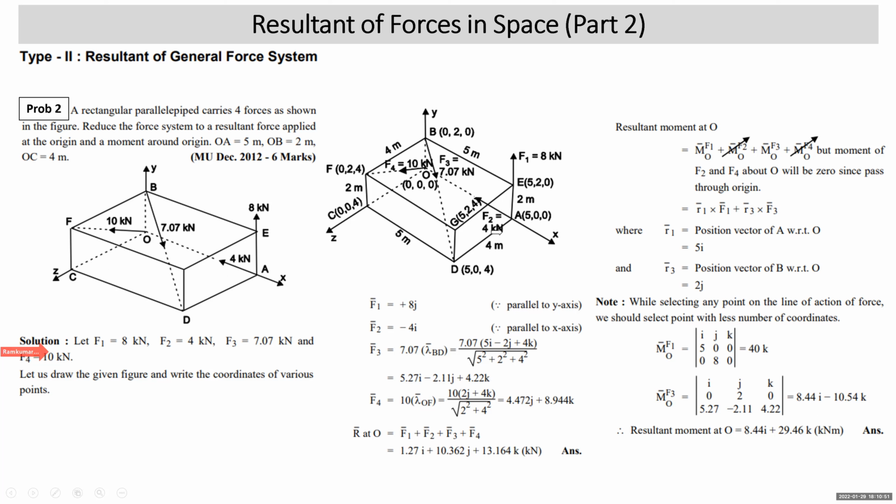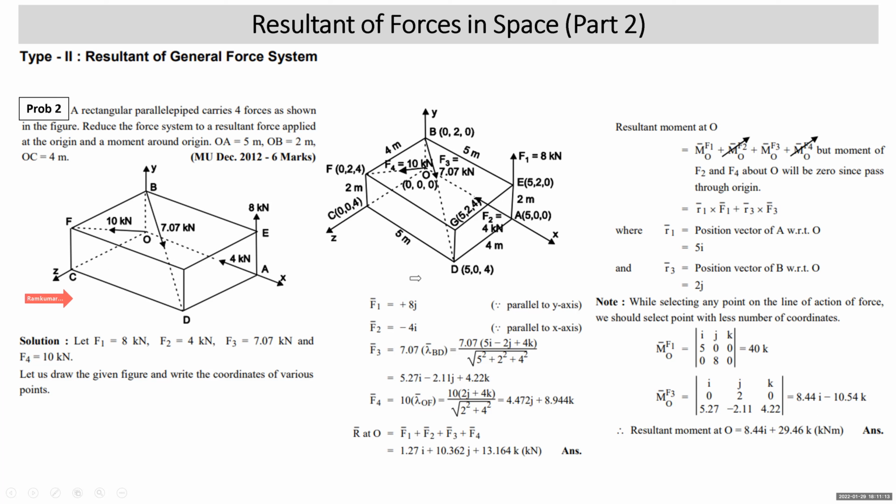So now we write the coordinates of point A. This point is lying on the x-axis, so its coordinates will be 5, 0, 0. Point B is lying on the y-axis. The height of the box is 2 meters, so 0, 2, 0. The next point is C, which is lying on the z-axis. This dimension of the box is 4 meters, so 0, 0, 4.